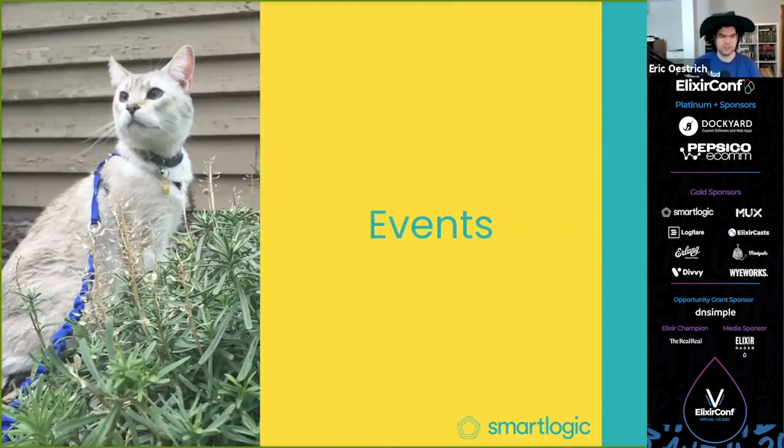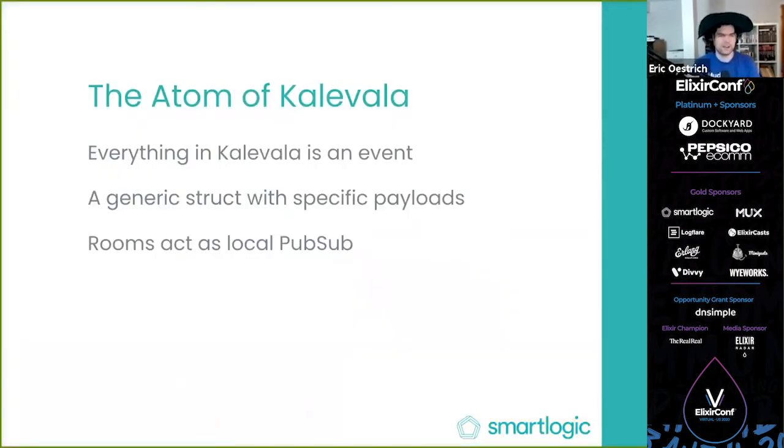So next up we have events. This is Worf again. He's outside at our old apartment. Events are the atom of Kalevala. Everything is an event. An event is just a generic struct with a set of specific payloads. And then the pub sub for this are the rooms.